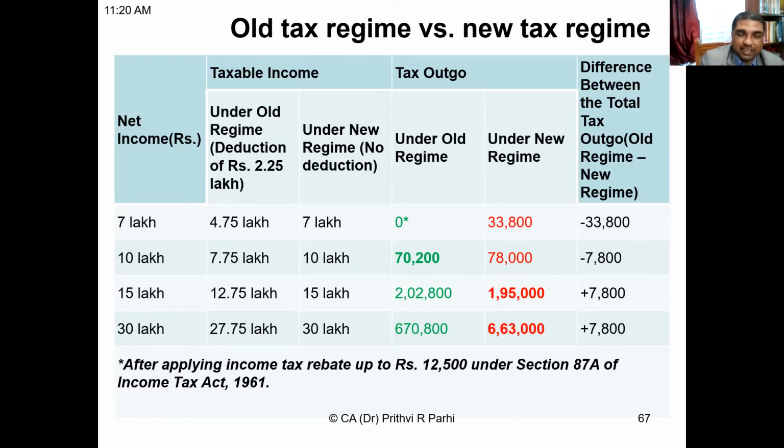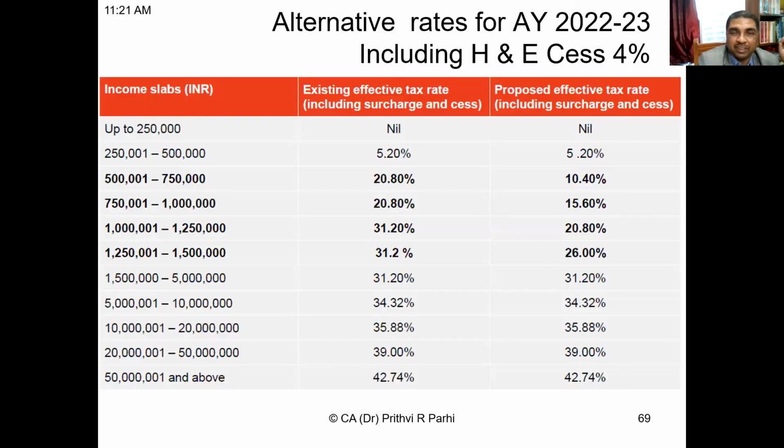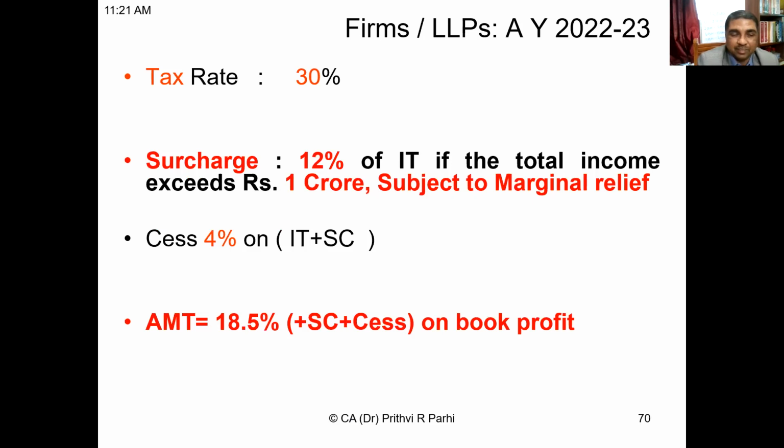Okay, it is difficult to say at a particular level of income which regime or which scheme is better. Maybe the new scheme may be better if the person does not have much investment and is not eligible to claim some deductions, then he may choose the new scheme. Otherwise, the old scheme, when he can claim some deductions, has made some investment and is eligible to avail some deductions, then the old scheme might be better. So one has to analyze all these things in detail.